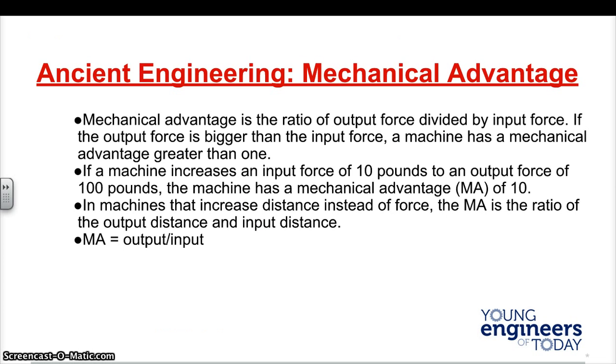Okay, mechanical advantage. Mechanical advantage is a ratio of output force divided by input force. If the output force is bigger than the input force, a machine has a mechanical advantage greater than 1. If a machine increases an input force of 10 pounds to an output force of 100 pounds, the machine has a mechanical advantage of 10. In machines that increase distance instead of force, the mechanical advantage is the ratio of the output distance and the input distance. For example, this would be with pulleys.